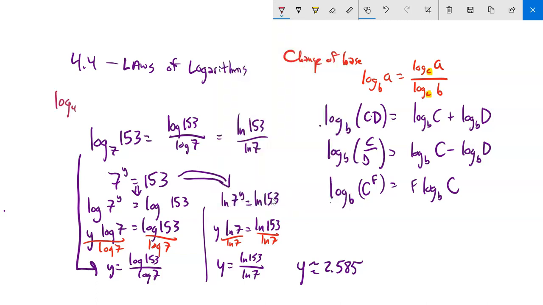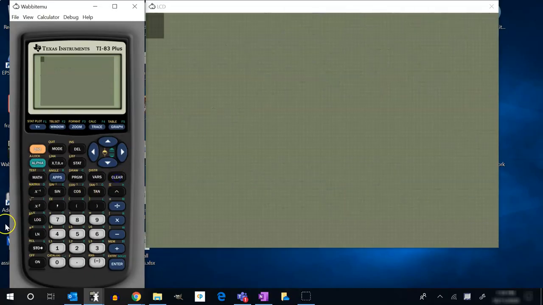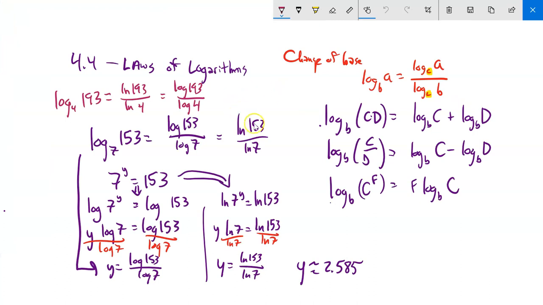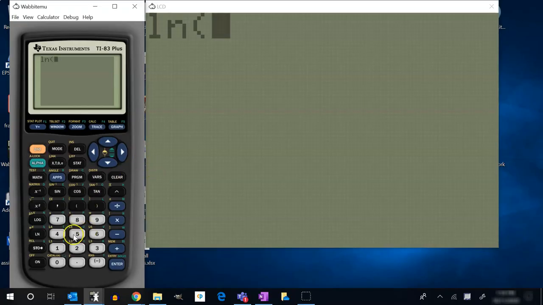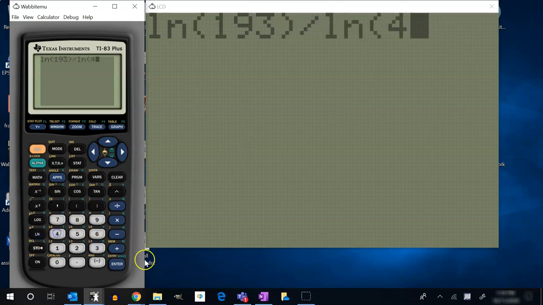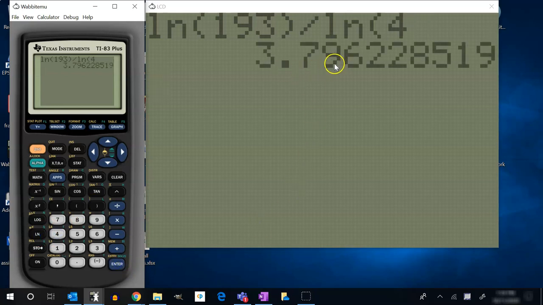If you wanted to know what log base 4 of 193 was, I use the change of base formula and I know that's the same as natural log of 193 divided by natural log of 4. Or if you don't want to use natural log, you could say log base 10 of 193 divided by log base 10 of 4. And you do that on your calculator. I forgot what my numbers were. I'm so excited. 193 and 4. Do not forget to close off the parentheses. Divided by, and I'm using natural log 4. Use the same thing as well. 3.796.